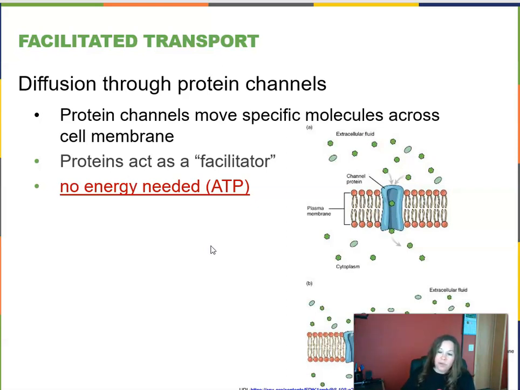So they're going to go through a protein carrier instead, but they're still going to go down their concentration gradient from high to low concentration. And it's not going to require any extra energy in order to do that. The protein is just going to act as a facilitator and kind of open up, let those molecules go through. So that, again, is called facilitated diffusion or facilitated transport.